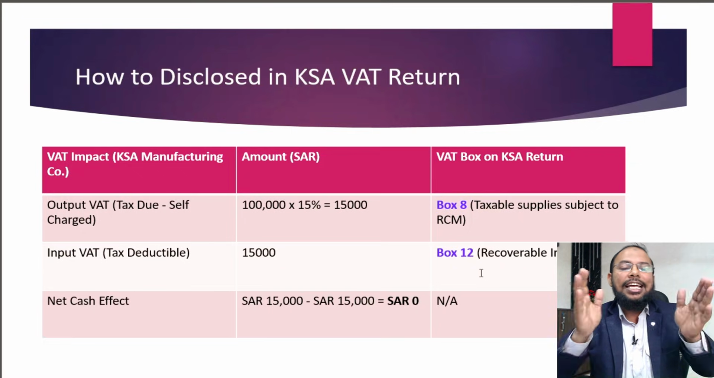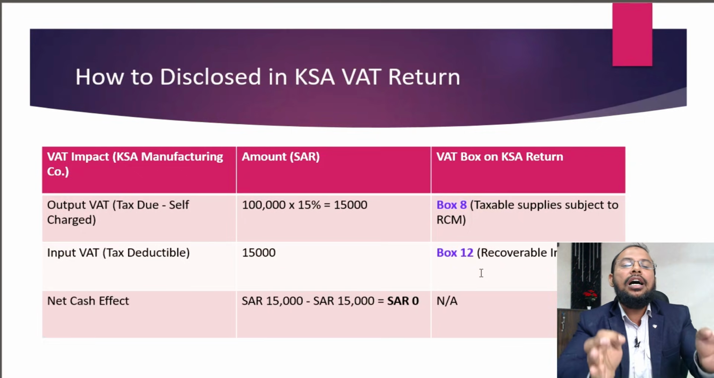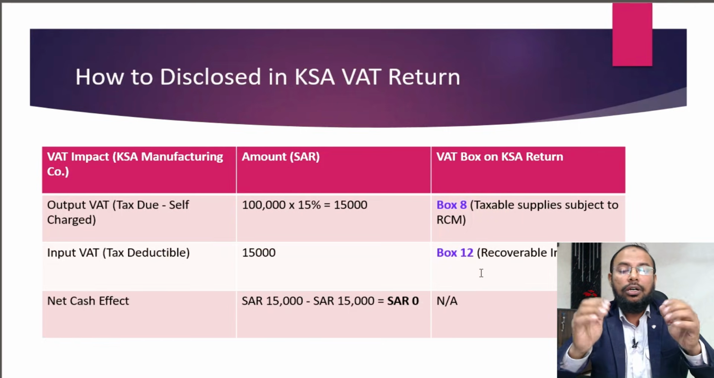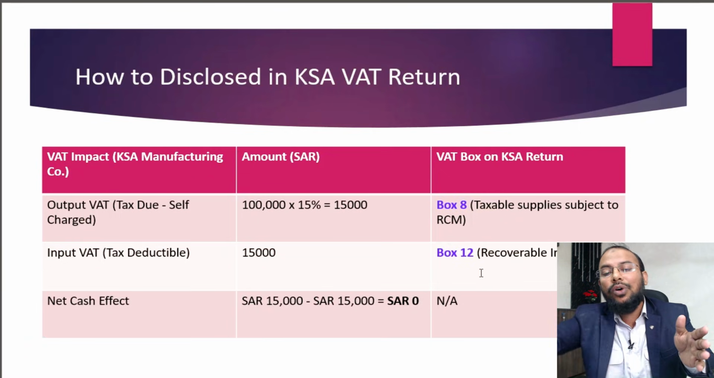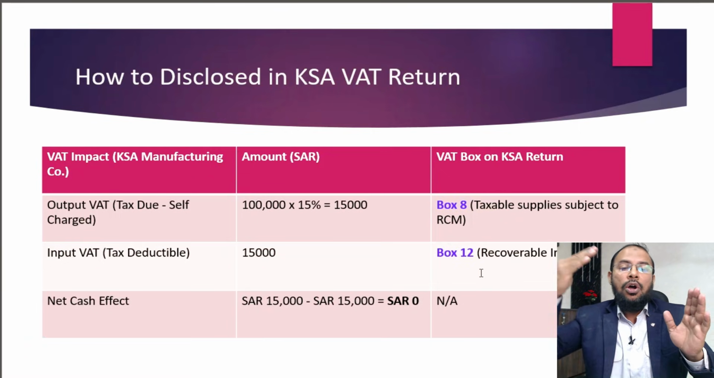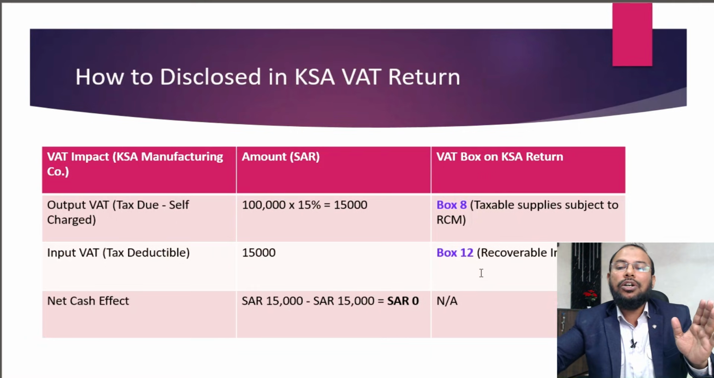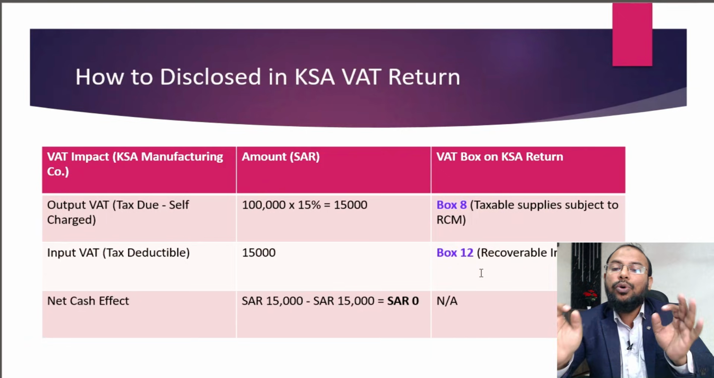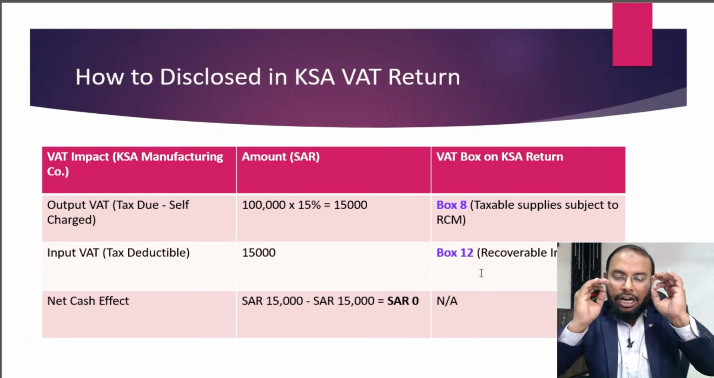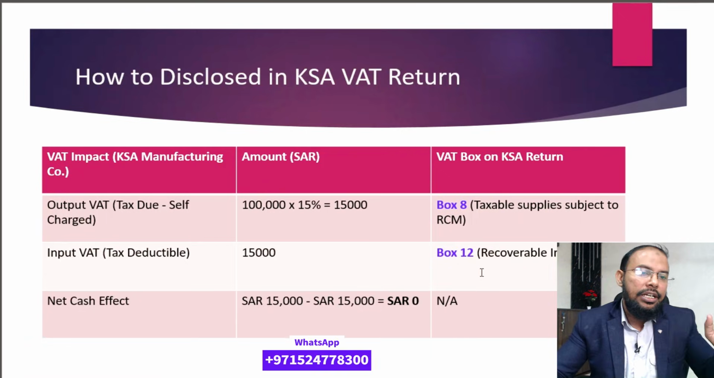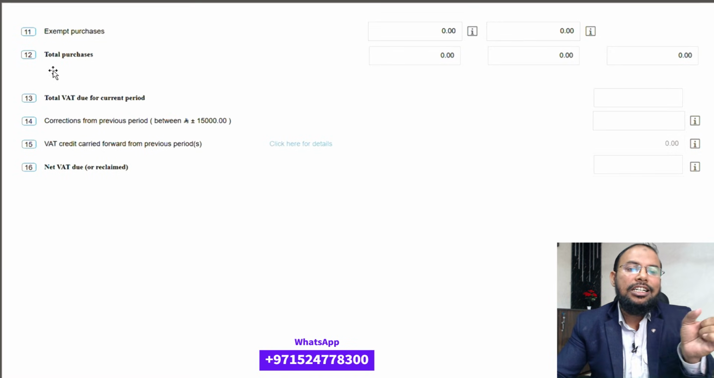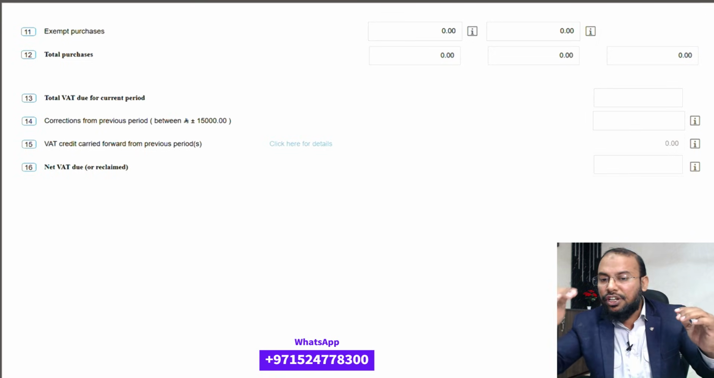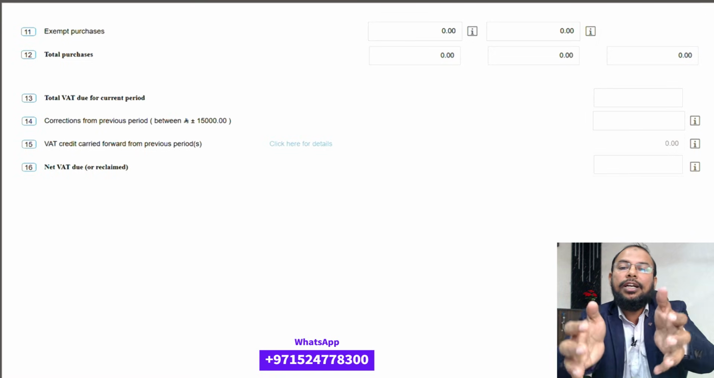So that's why the KSA government gives the relaxation under the input VAT. In box 12, you don't need to consider anything. Box 12 is automatic, because whatever you mention as the output liability in box 8 automatically comes into box 12, which is the total input VAT on the purchase. In box 12, this is the total purchase, meaning all the purchase transactions in which you paid the VAT will be clubbed here.